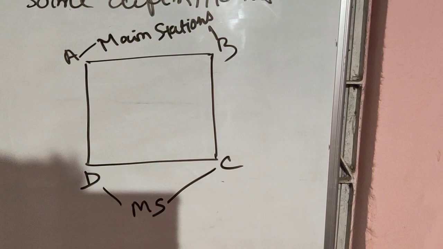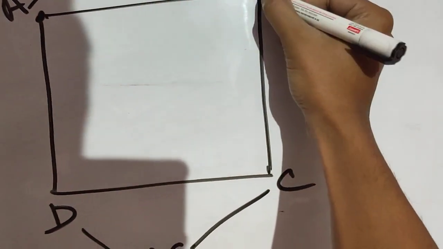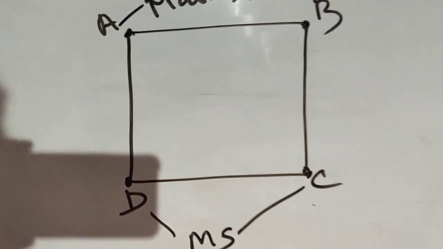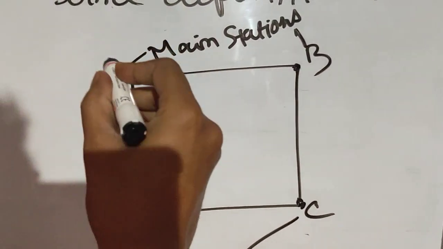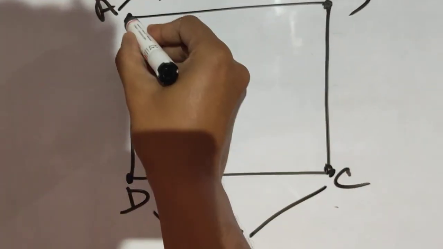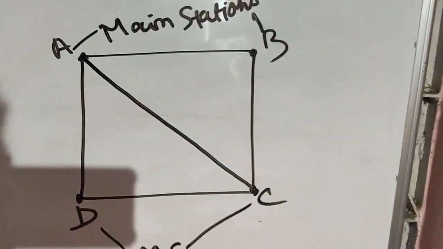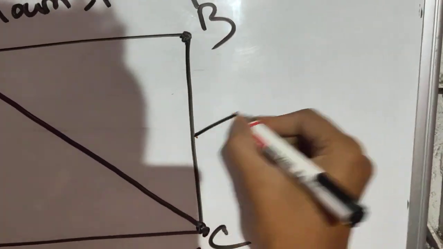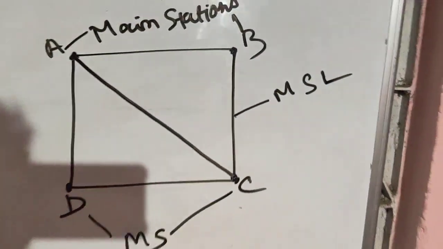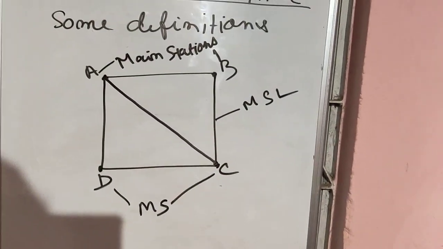Now the lines joining these main stations A, B, C, D are called main survey lines. That means the lines AB, BC, CD, DA, or even the diagonal AC, or even BD also, these are called main survey lines. I'm writing in short form: main survey lines, MSL.